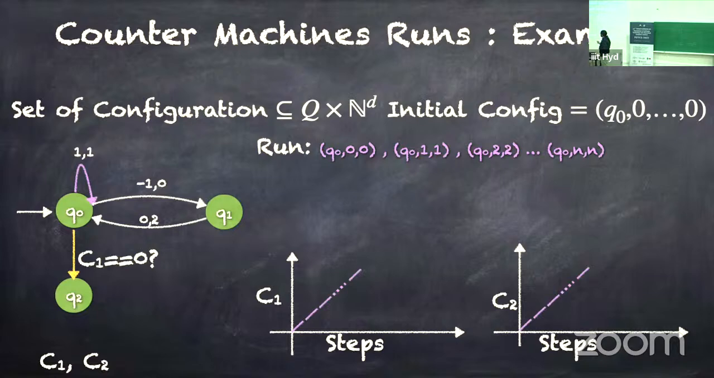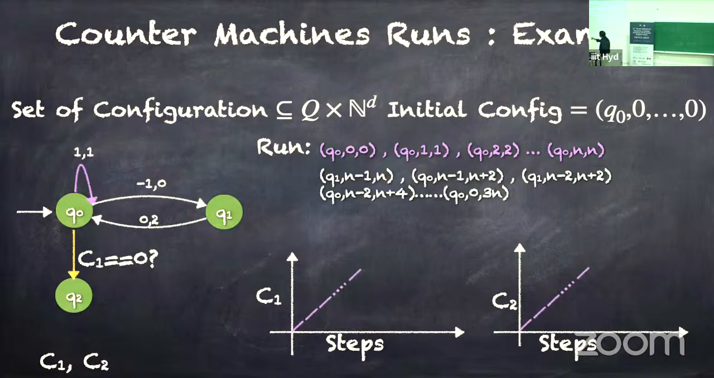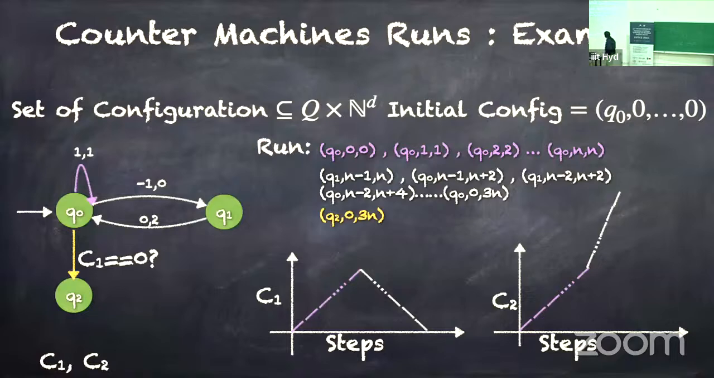Now, if you plan to switch, you cannot take the yellow transition because C1 is no longer 0. So you take this white loop, which decrements C1 by 1 while incrementing C2 by 2. And finally, when C1 hits 0, you can choose to take the yellow transition and reach state q2. So this is one of the valid runs of this automaton, where you reach (q2, 0, 3n), where n is the number of times you took the purple transition in the first iteration.